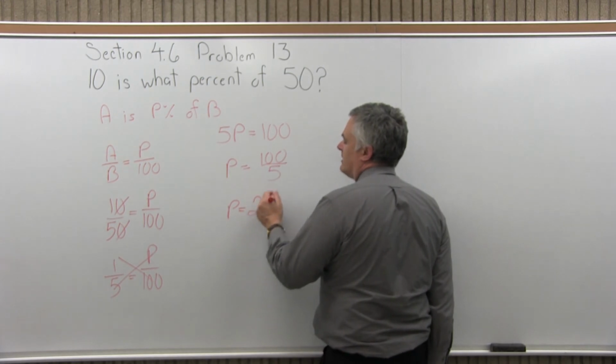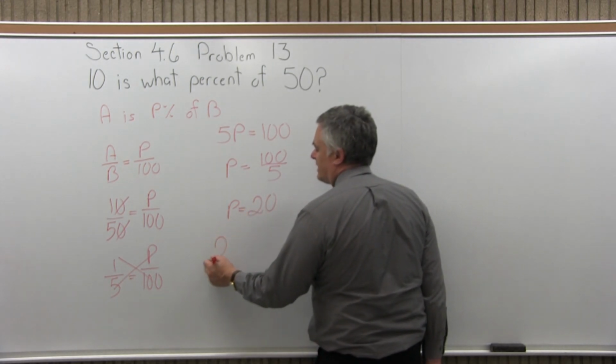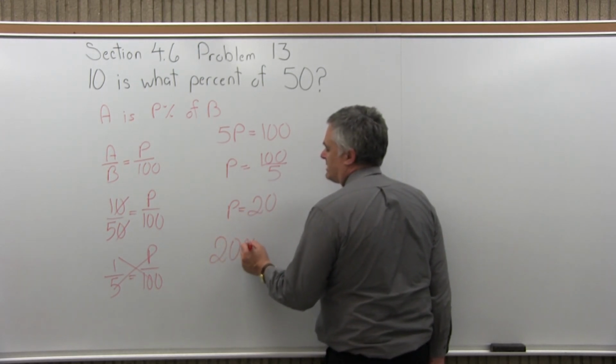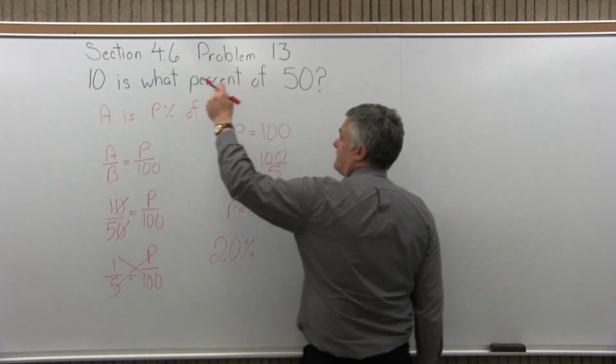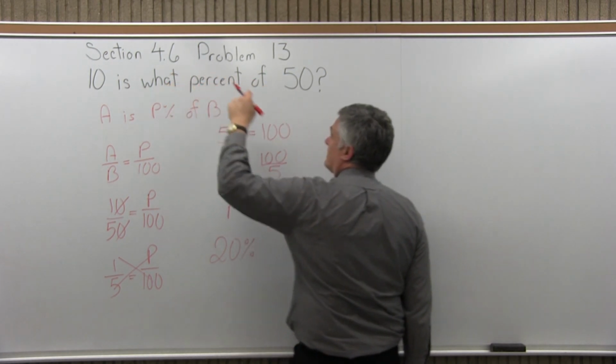So P is 20. And because it's a P, it's a percent, the answer will be 20%. So 10 is what percent of 50? 10 is 20% of 50.